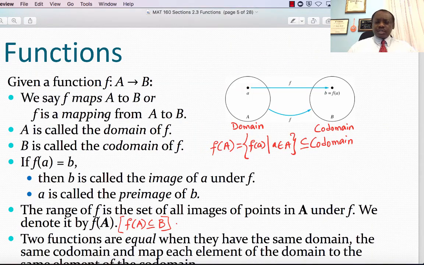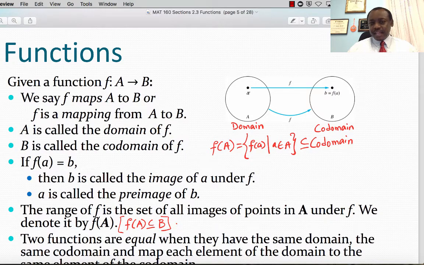Okay, now let me introduce the concept of domain and codomain in detail. If f is a function from A to B, we say that f maps A to B, or f is a mapping from A to B. So right here, that is my A, that is my B, and A is my domain, and B is my codomain. A particular element a from A is mapped onto an element in B called b, but b is actually written as f of a.